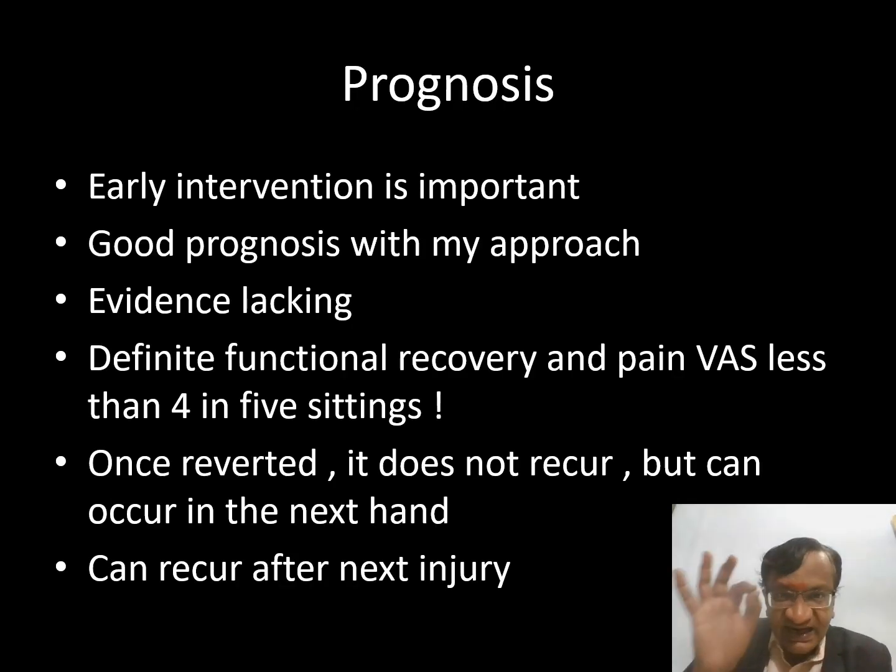What is needed is early intervention. That is very important. If you go into the atrophic stage, it is gone. Within 2-3 months, just think of CRPS. Good prognosis with my approach of electroacupuncture, but I have only one publication. I have not done many RCTs. Even in 5 sittings, it becomes better. Once reverted, it does not recur. That is the advantage. But it can occur again after the next injury. Now there is swelling and pain. You use electroacupuncture for 5 sittings. The patient is fine now, and it is not likely to go bad again.